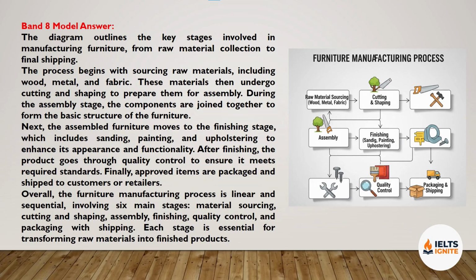Band 8 model answer. The diagram outlines the key stages involved in manufacturing furniture, from raw material collection to final shipping. The process begins with sourcing raw materials, including wood, metal, and fabric. These materials then undergo cutting and shaping to prepare them for assembly. During the assembly stage, the components are joined together to form the basic structure of the furniture.